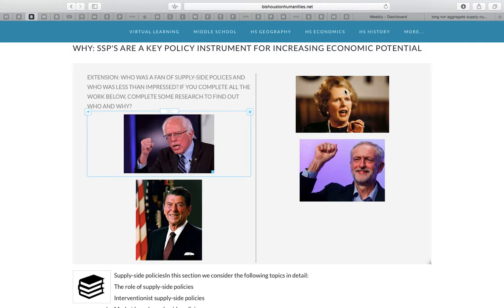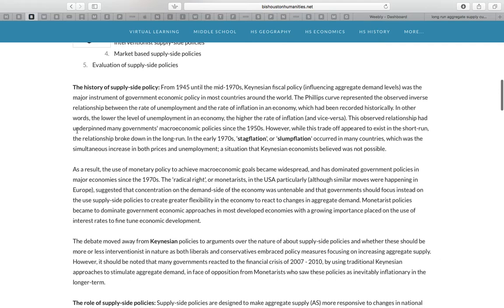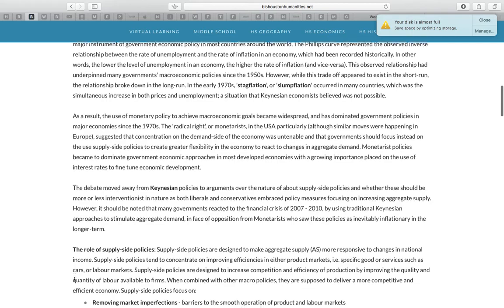Margaret Thatcher was the United Kingdom Prime Minister from 1979 to 1991, and Ronald Reagan was the United States of America President between 1980 and 1988. So, we're going to be looking at a little bit of the history of supply side policies. Supply side policies, in many respects, were a counter to the Keynesian fiscal policy consensus of the period between 1945 and the 1970s, and you'll need to know a little bit about the context in which supply side policies thrived during the 1980s and how they were a reaction against Keynesian economics.